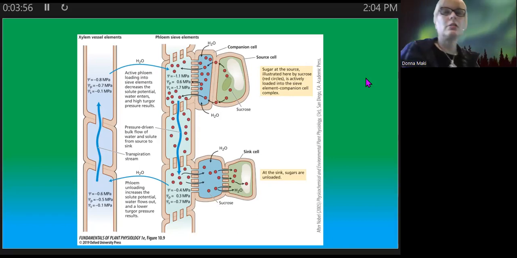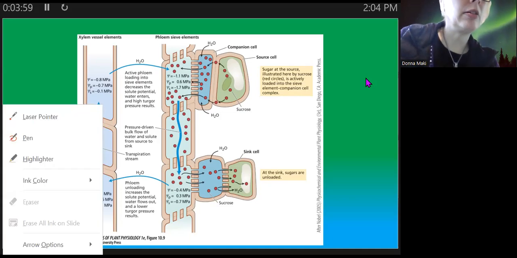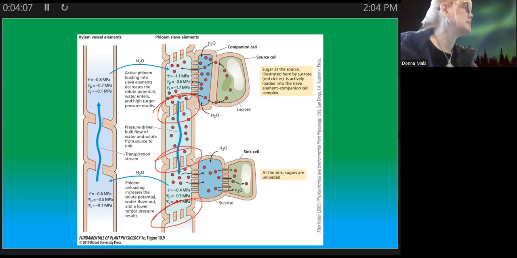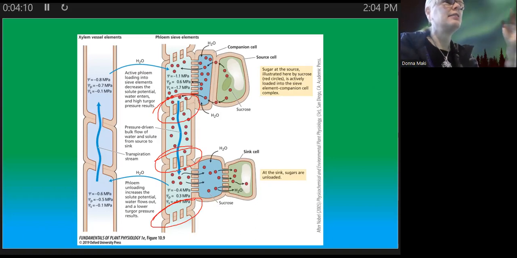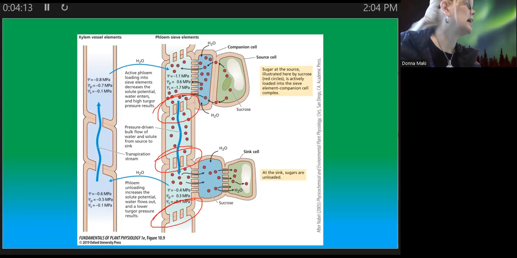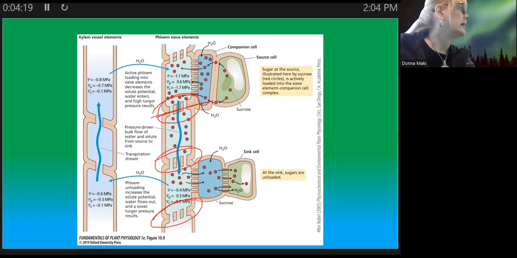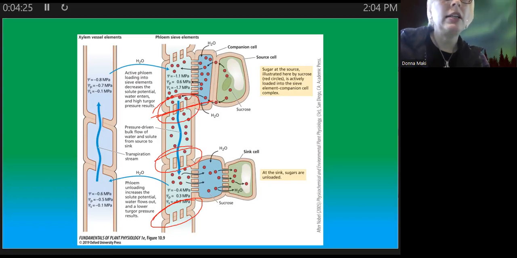Once you have sugars dumped into the sieve tube element, I just want to remind you that in the regions where the sieve tube elements stack end to end and join up, those are the sieve plate ends of the sieve tube element. There are no membranes there that are crossed, so you don't have a membrane that water has to cross through, or the sugar solution in this case. So once you start thinking about what's happening in the sieve tube element, we're looking at a pressure gradient that establishes from source to sink.